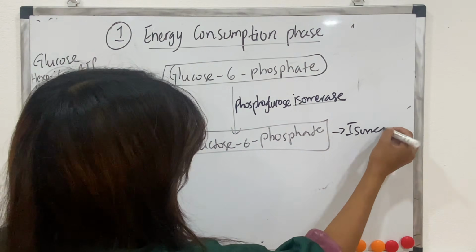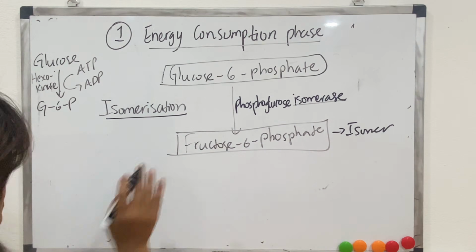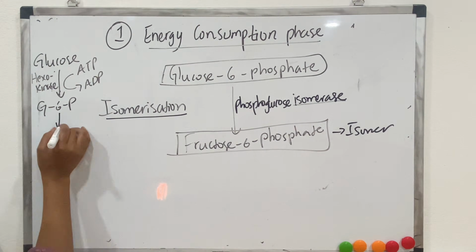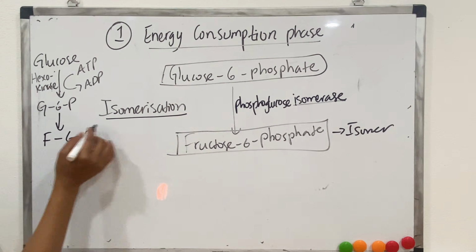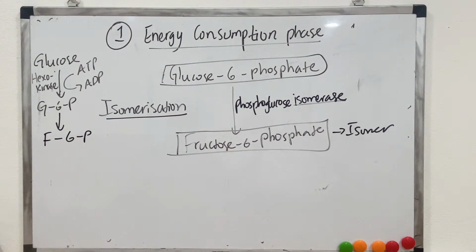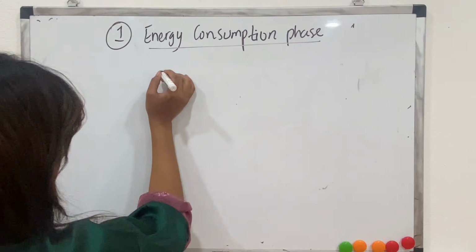I repeat, the second name is dedicated to the process going on here, isomerization, so isomerase. The first name is dedicated to the precursor substrate, which is glucose 6-phosphate, and prioritize phosphate, so it will be written as phosphoglucose isomerase.